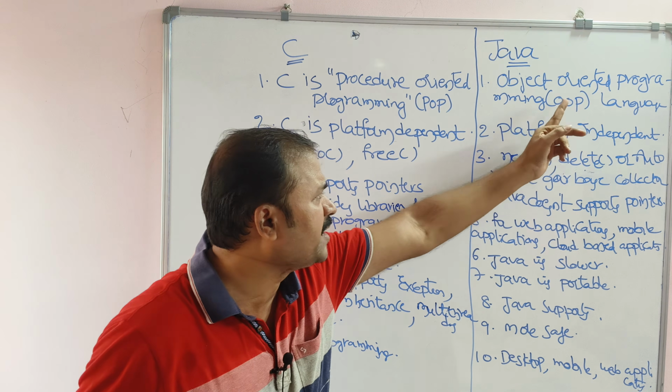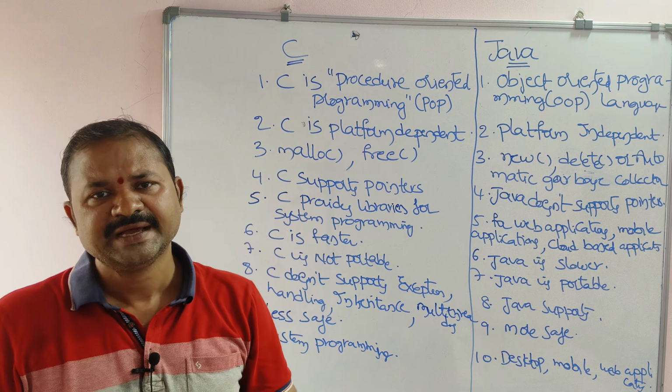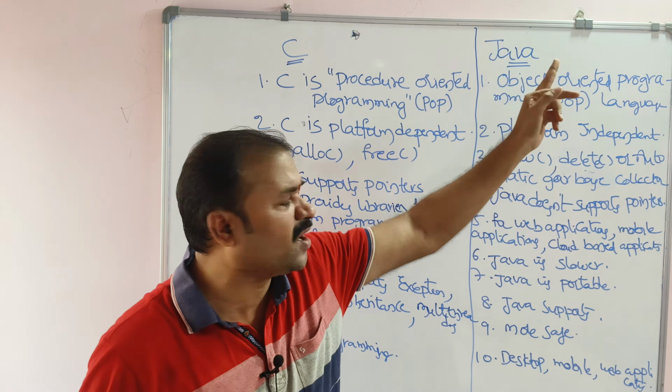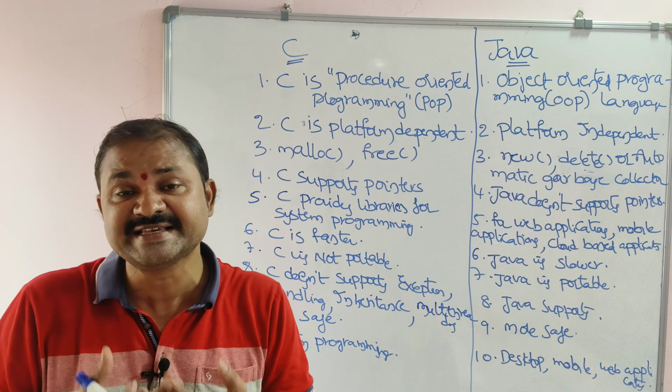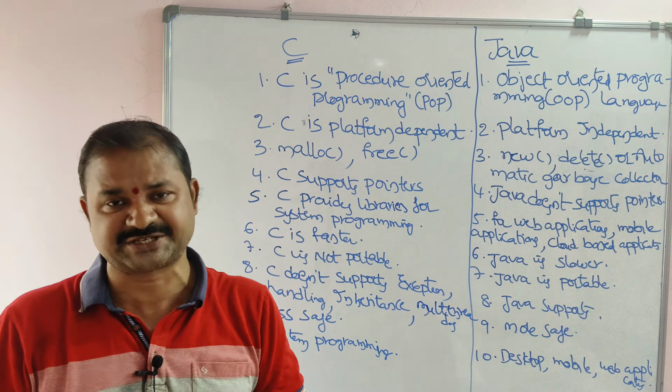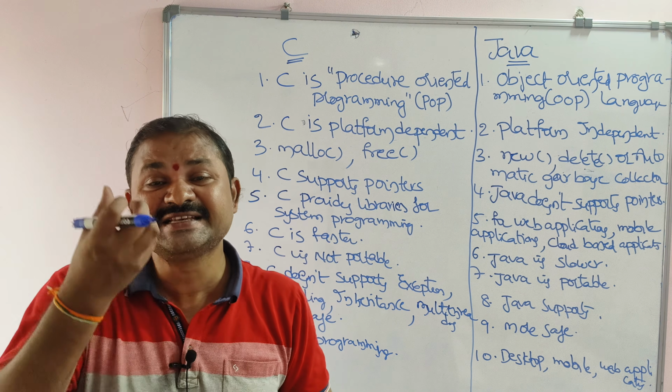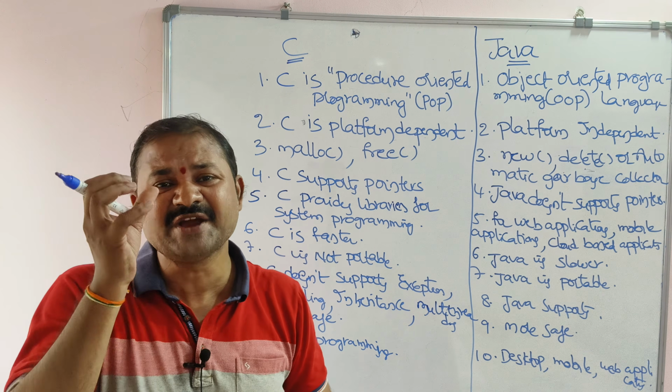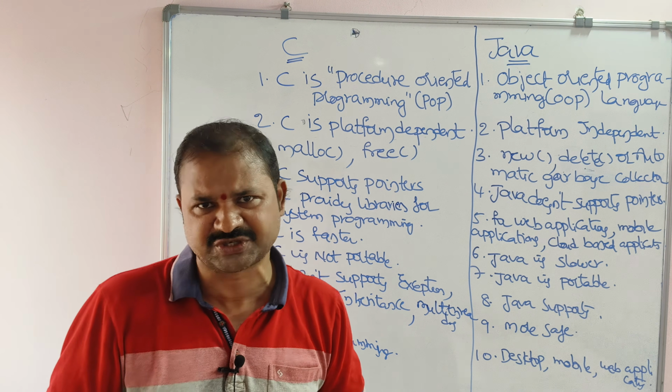Object oriented programming means OOP. It is completely based on objects. Java is completely based on objects. Object means an instance of a class. Every object will contain some variables.